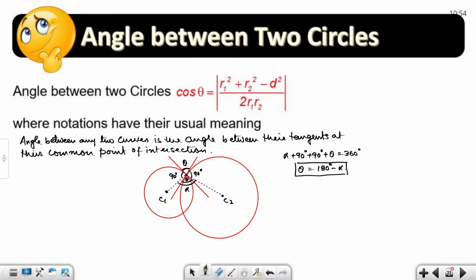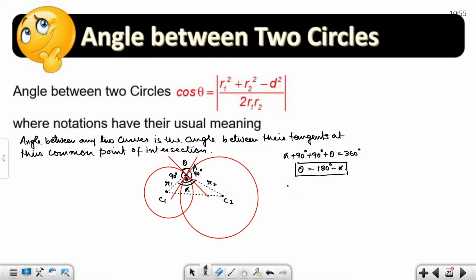Let us keep this thing in our hand. So now what I'm doing, I'm simply joining these two centers. The angle between these two radii is alpha. Let us say the radius of the first circle is R1 and the radius of the second circle is R2. Now please observe, let us say this point of contact is A. Let me write it here. So this point is A.